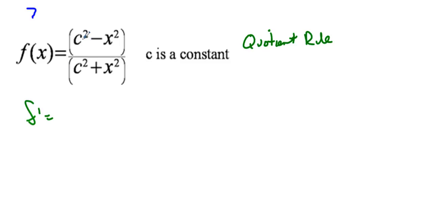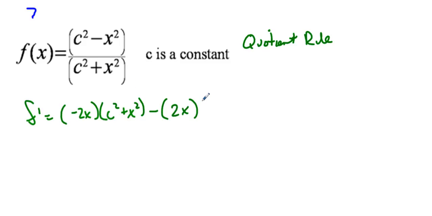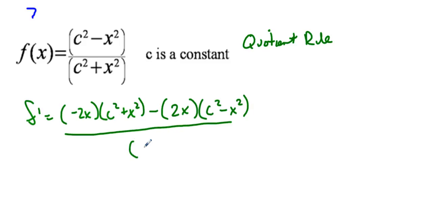And so we're going to take the derivative of the top, numerator, and that's going to equal, since c squared is a constant, that's going to turn to 0. Rather than take the derivative of negative x squared, which would be negative 2x, times the bottom, which would be c squared plus x squared, minus now the derivative of the bottom. Once again, 0. Derivative of x squared is 2x. All right, times the top, which is c squared minus x squared, all over the quantity c squared plus x squared squared.